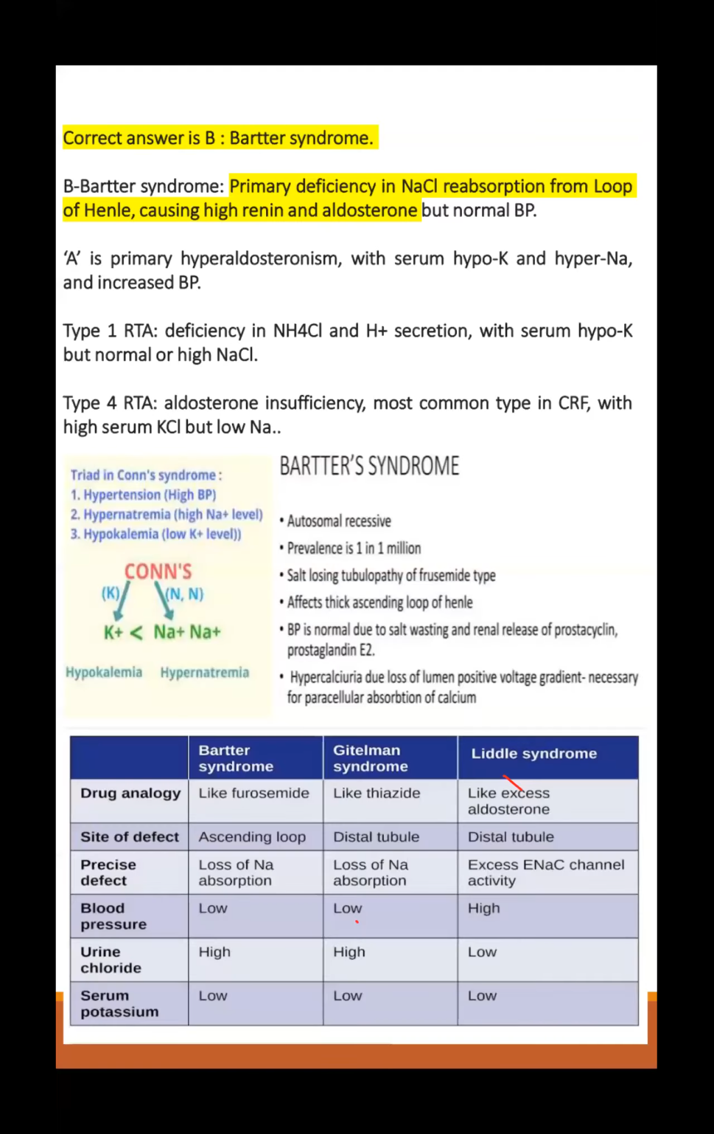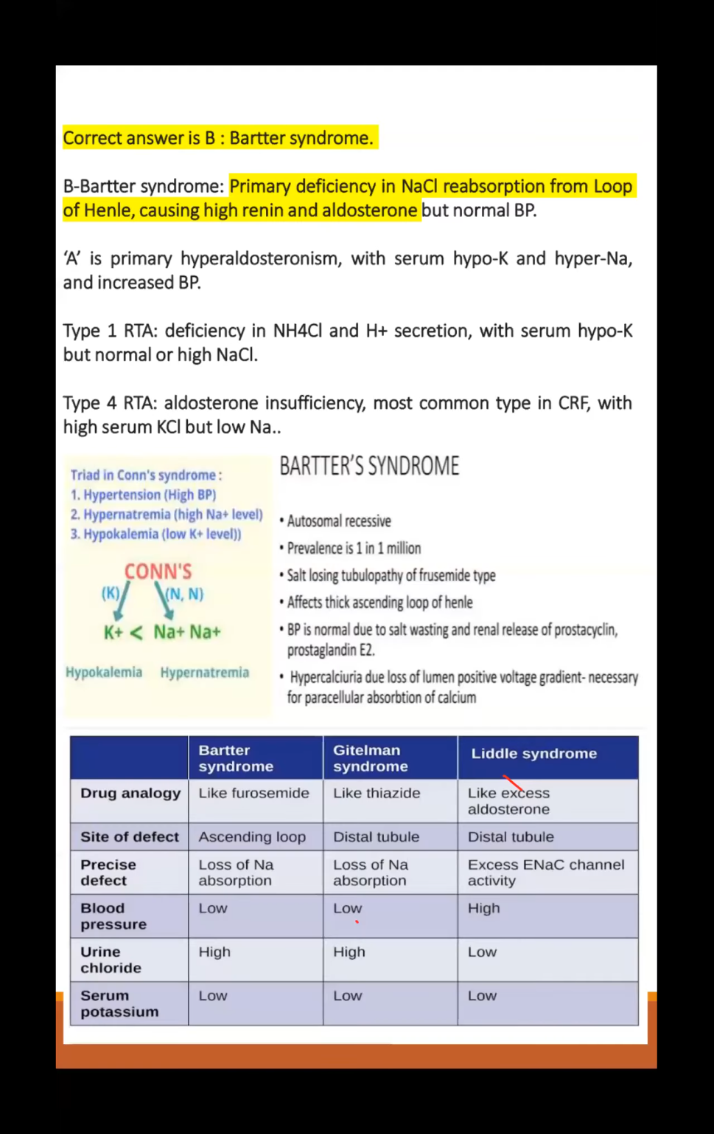So, see, Bartter syndrome is a primary deficiency in sodium chloride reabsorption from the loop of Henle, causing high renin. Already in my question, renin is high but BP is normal, like Dr. Solomon said, it's a constant. In Conn's, there is high blood pressure, hypertension, hypernatremia. So all goes against my diagnosis, Dr. Solomon. See, the Conn's triad: hypernatremia, high blood pressure, hypokalemia. So all high except hypokalemia. So it's not Conn's. In my question, high renin, aldosterone, normal blood pressure.